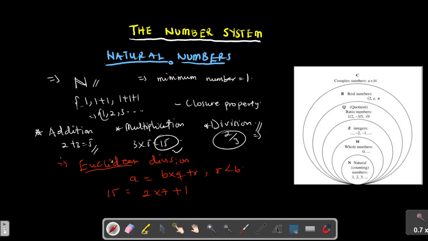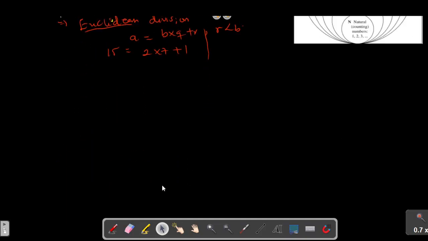So we move on to some special properties of natural numbers. Let's talk about some special properties of natural numbers. Generally, natural numbers straight away satisfy what we call the commutative property, right? So the commutative property, commutativity, which is very fundamental.